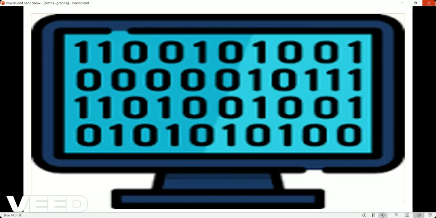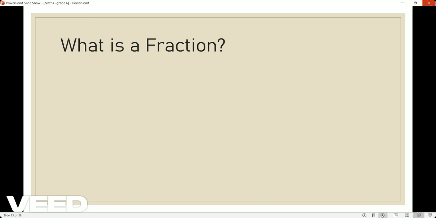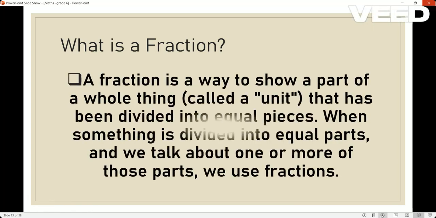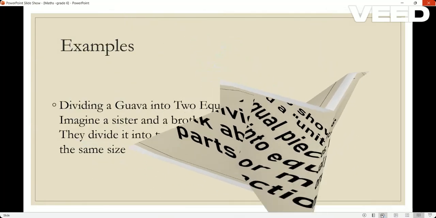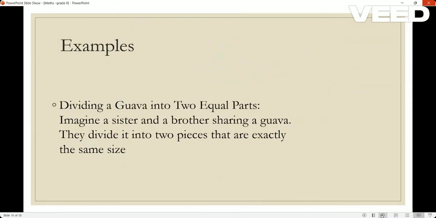So, let's dive in. Firstly, we are going to see what is a fraction. A fraction is a way to show a part of a whole thing, called a unit, that has been divided into equal pieces. When something is divided into equal parts, we are talking about one or more of those parts. We use fractions. So let's see an example.